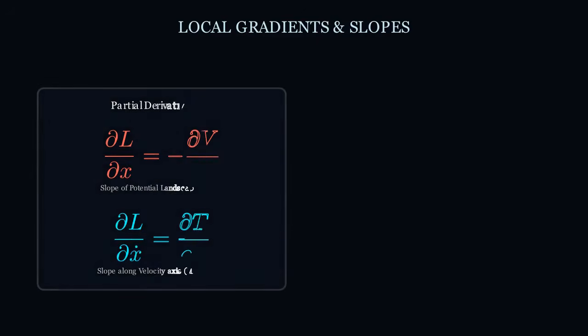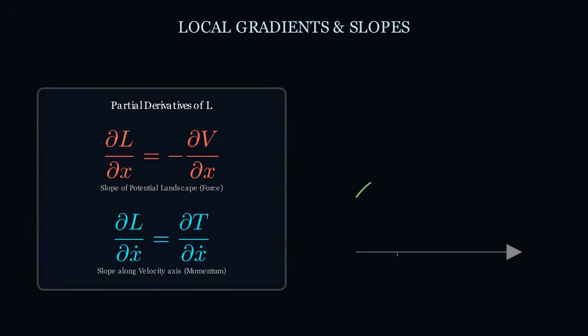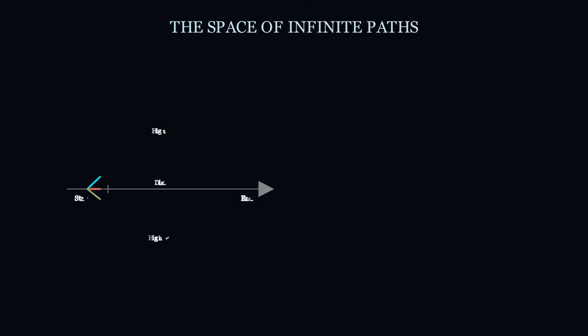To find the actual path, we must look at how the Lagrangian changes. This is determined by its partial derivatives. The derivative with respect to position measures the slope of the potential energy landscape, which corresponds to the force acting on the object. The derivative with respect to velocity measures the slope along the kinetic energy axis, which yields the momentum. By analyzing these slopes at every point, we can construct a map of gradients across our state space. But how do these individual local gradients combine to govern the motion of the system over an entire interval of time? As time progresses, our system moves from a starting point in configuration space to an ending point.